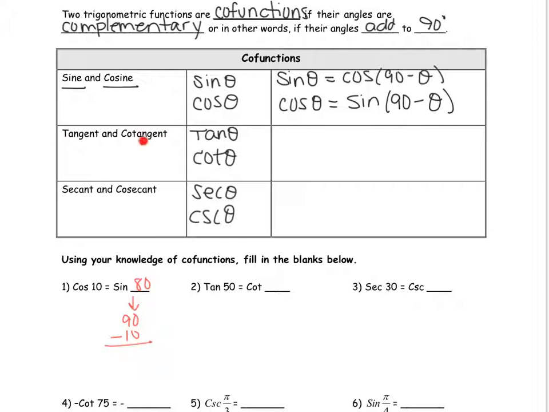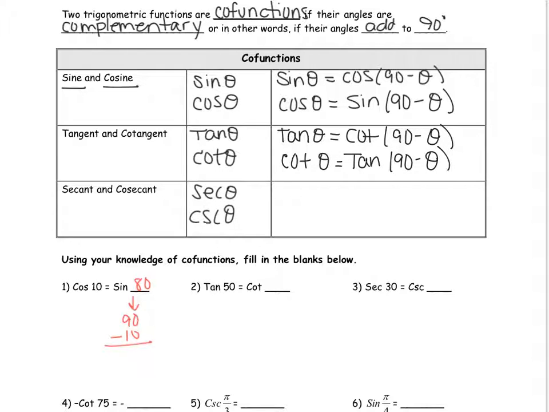Okay, let's write down the definitions for tangent and cotangent. Tangent of theta is equal to cotangent of 90 minus theta. Same thing with cotangent. Cotangent of theta is equal to tangent of 90 minus theta. Alright, so here's an example. Tangent and cotangent are equal if their angles add to 90. So if this is 50, this has to be 40. And the way you get that 40 is just by doing 90 minus 50, which gives me 40.